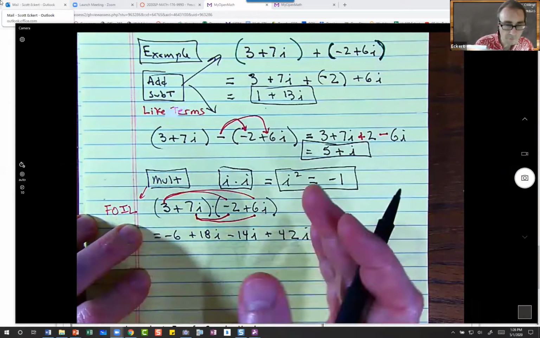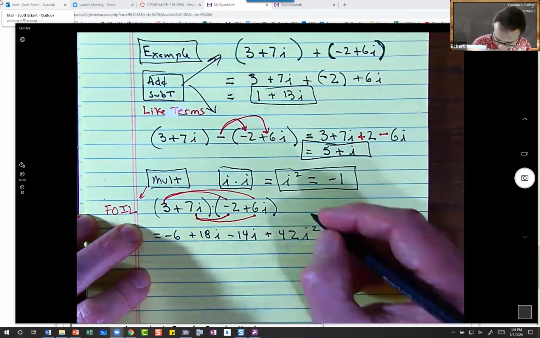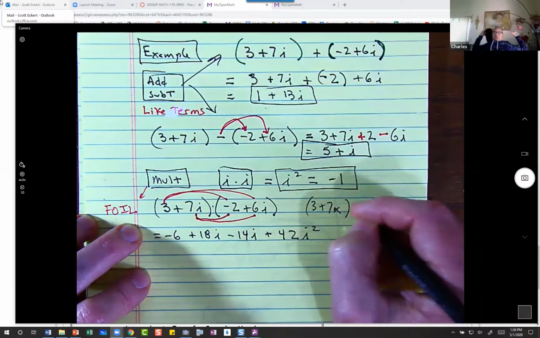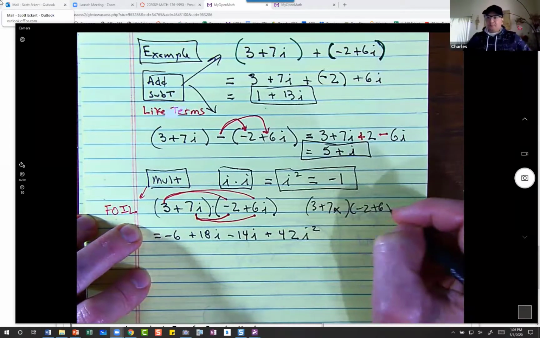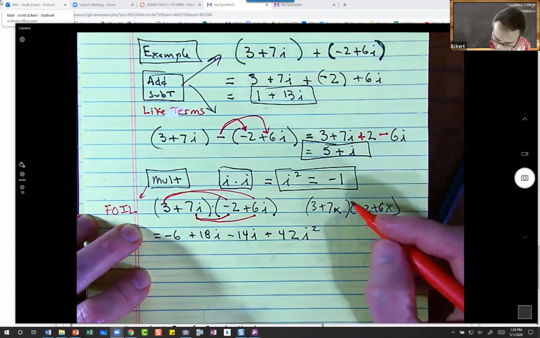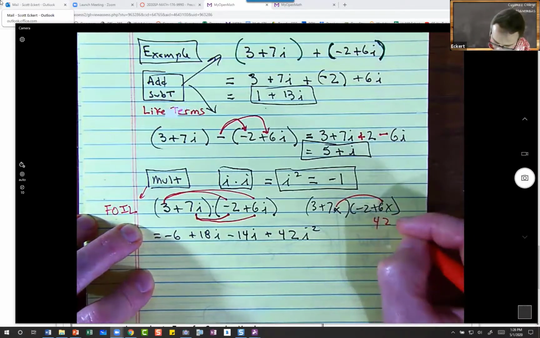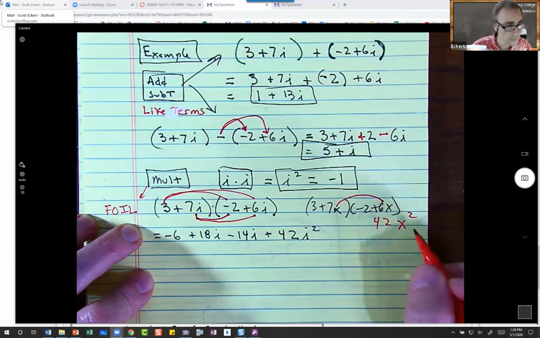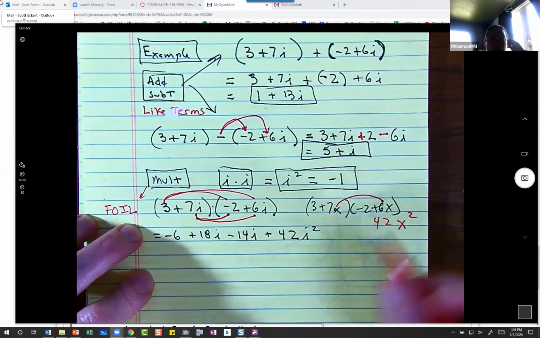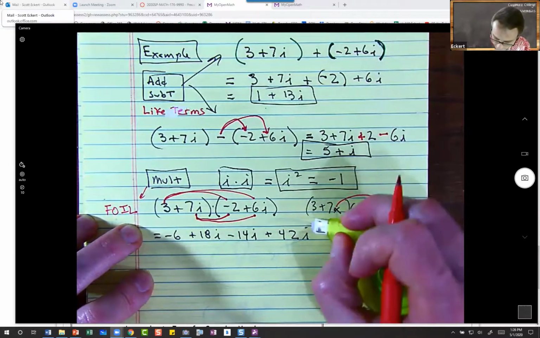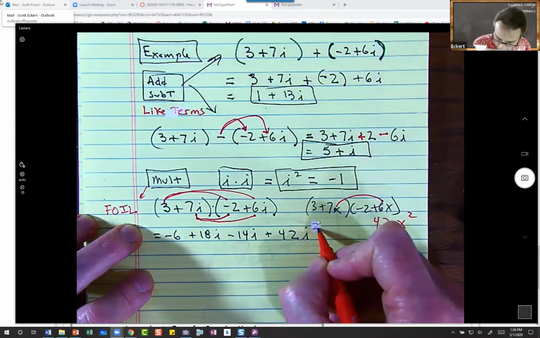Now, when you did it before, it was x's. If you did that one before, you would have gotten 42x squared. And that's how you did it with polynomials. Well, that's how we're doing it here. It's just that when we do it here, it is i times i, so we need i squared.